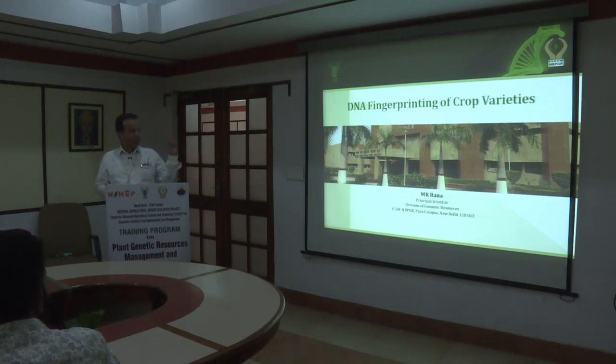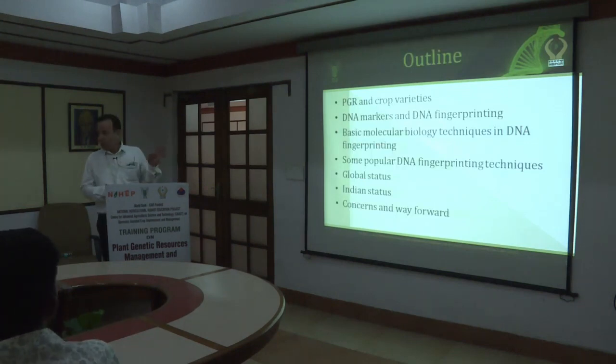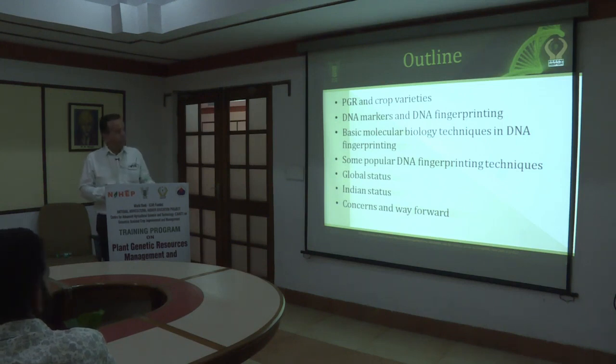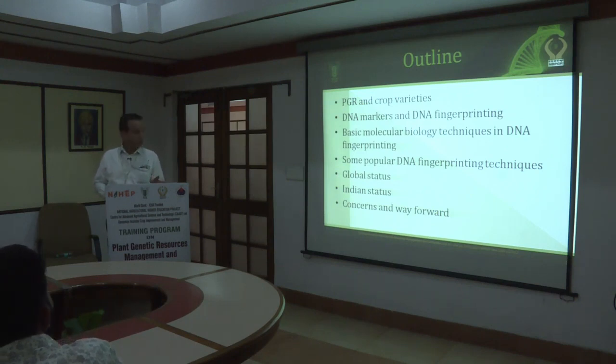Okay. So we'll be talking about DNA fingerprinting of crop varieties. So this is the structure of my presentation. We'll be talking a little about PGR and crop varieties, DNA markers, different kinds of markers which are used in DNA fingerprinting, some of the basic molecular biology techniques that are very routinely used in the lab for DNA fingerprinting, some popular DNA fingerprinting techniques, many of you might be aware of those things. What is the global status of DNA fingerprinting of crop varieties, then with respect to the Indian crop varieties, what are the status at present, and some concerns and way forward in the area.